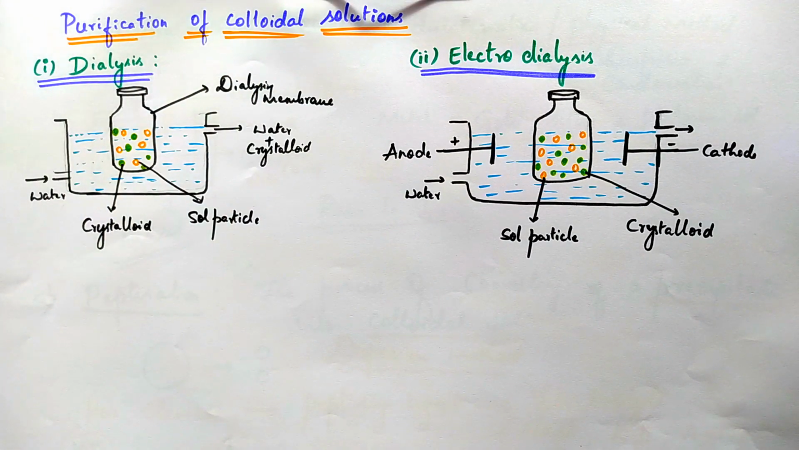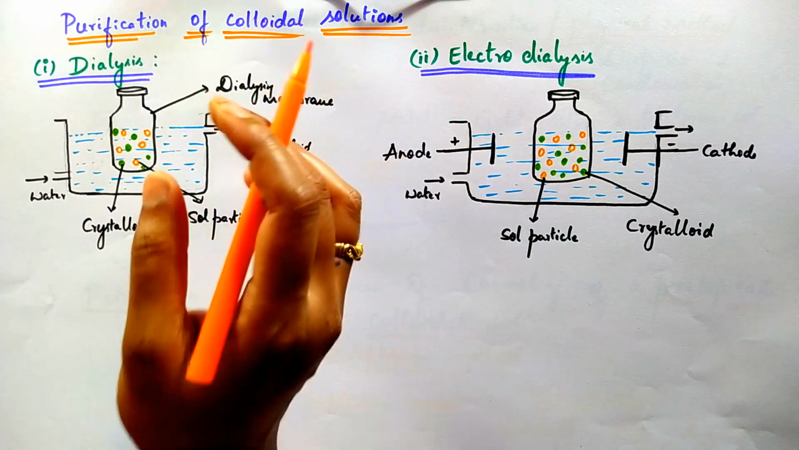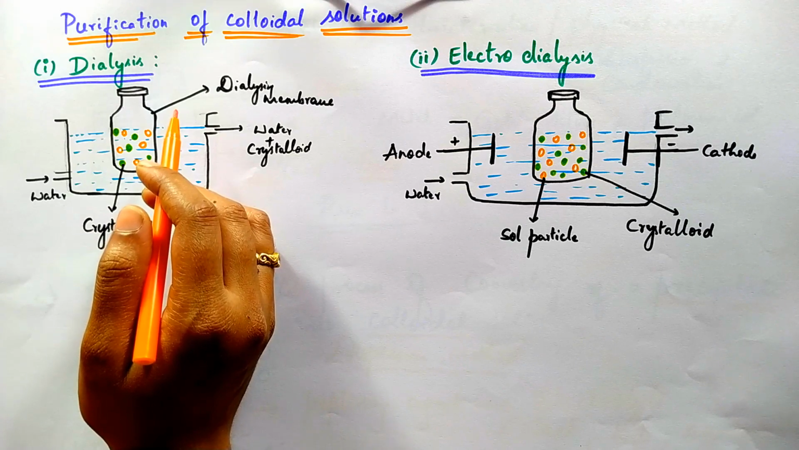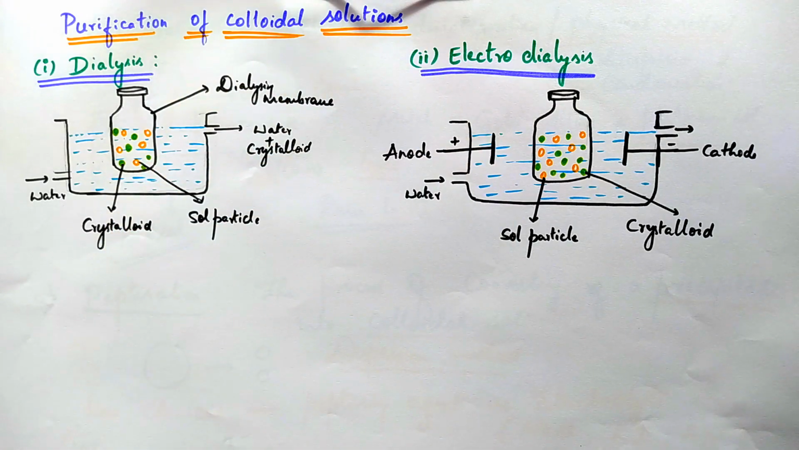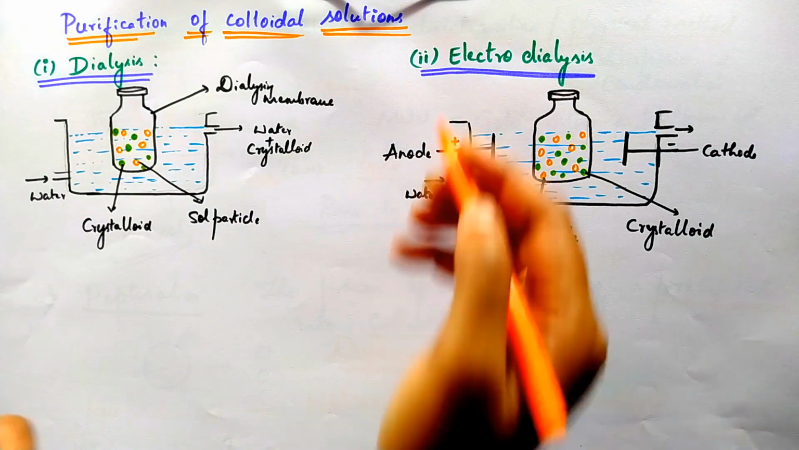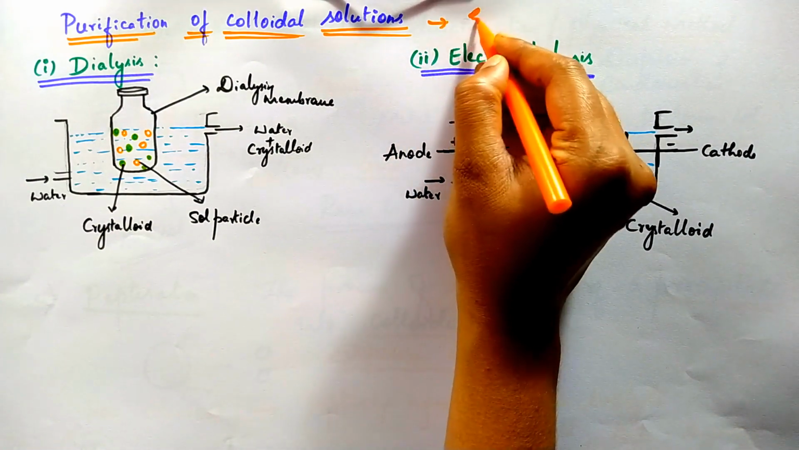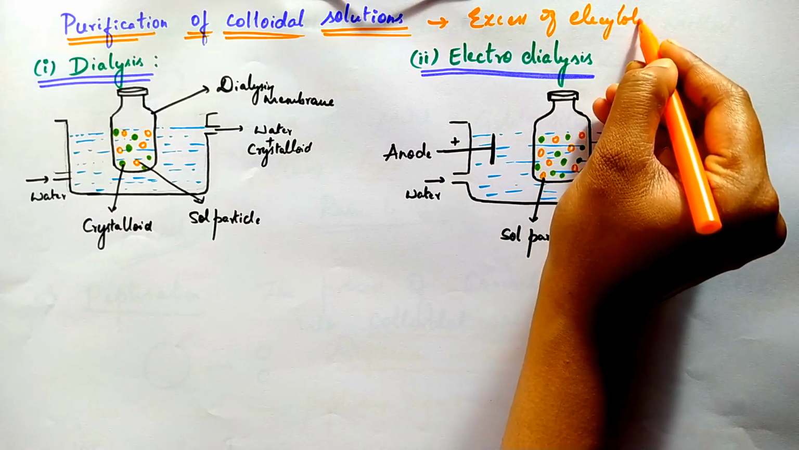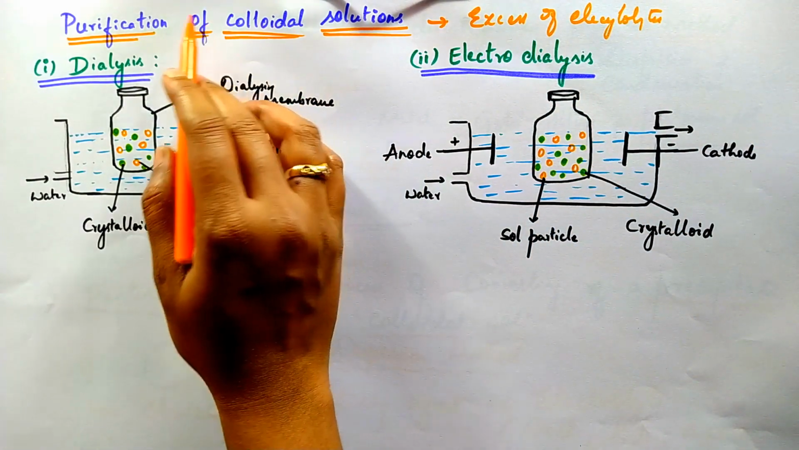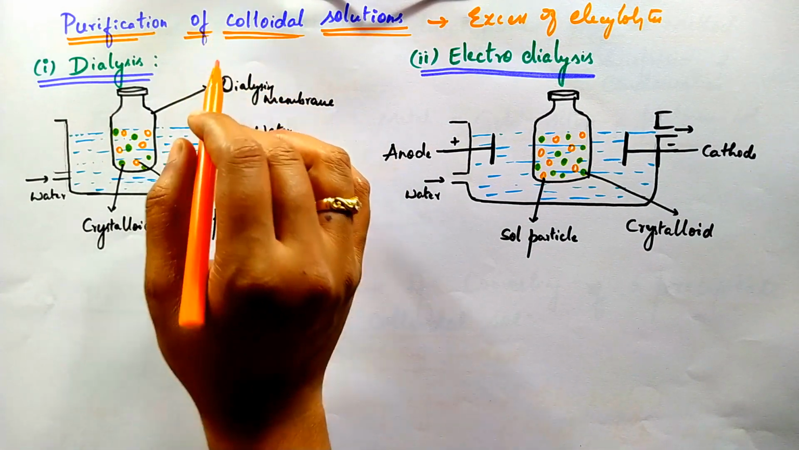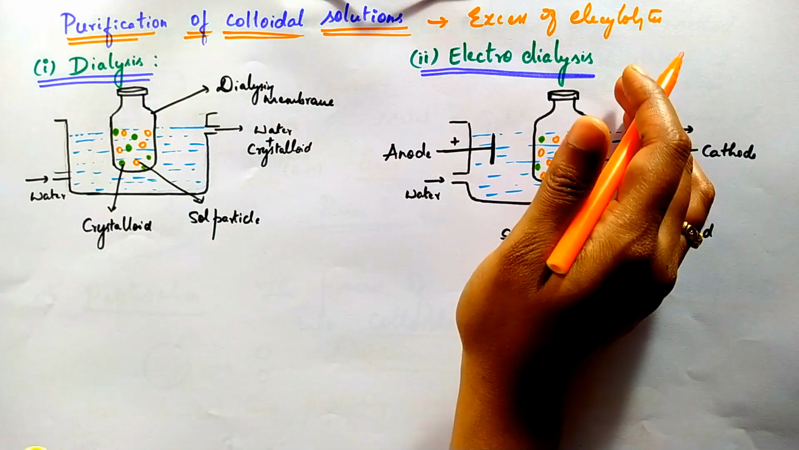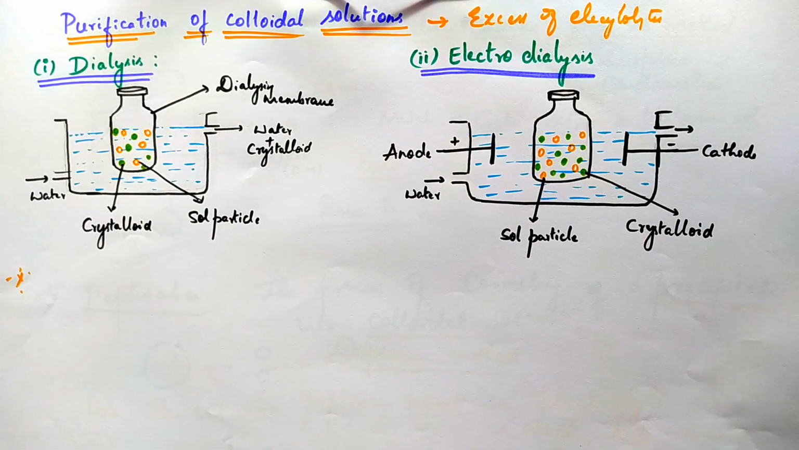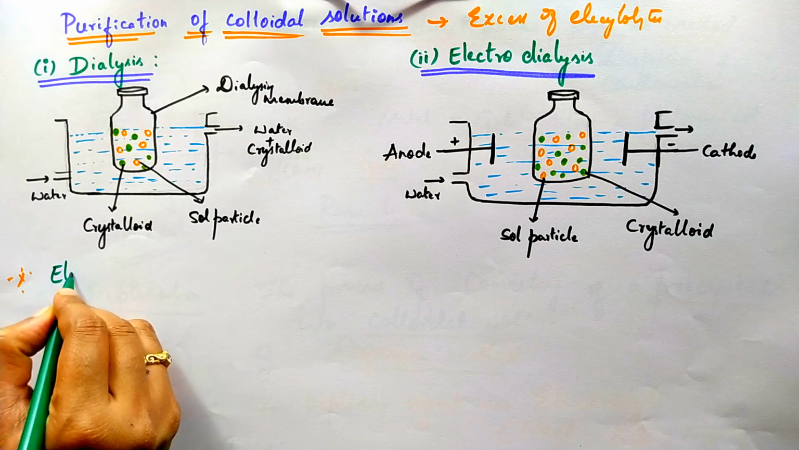That means we are removing the impurities present in the colloidal solution. This is called purification of colloidal solution. What impurities are present in this colloidal solution? That is excess of electrolytes. Excess electrolytes are present in the colloidal solution, which should be removed in the purification, and also other impurities.